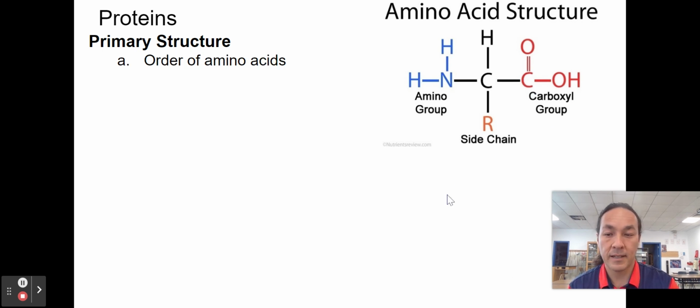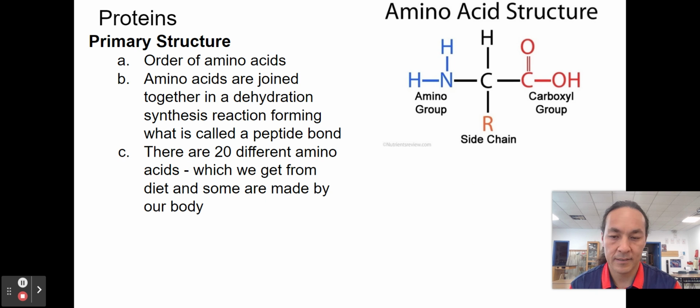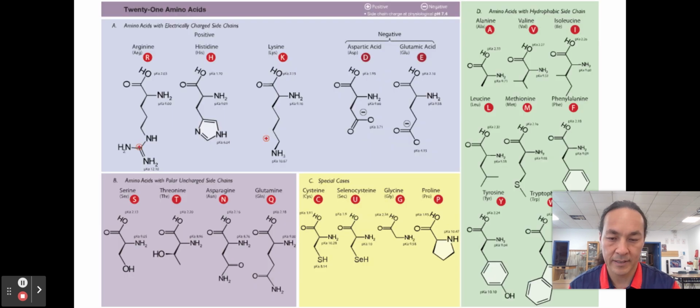We say that proteins have directionality. They're always going to start with an amino group, and then they will end with a carboxyl group. And it's on the carboxyl group that the dehydration synthesis will happen. All right, and that's called a peptide bond. So let's go ahead and let's see some of this in action.